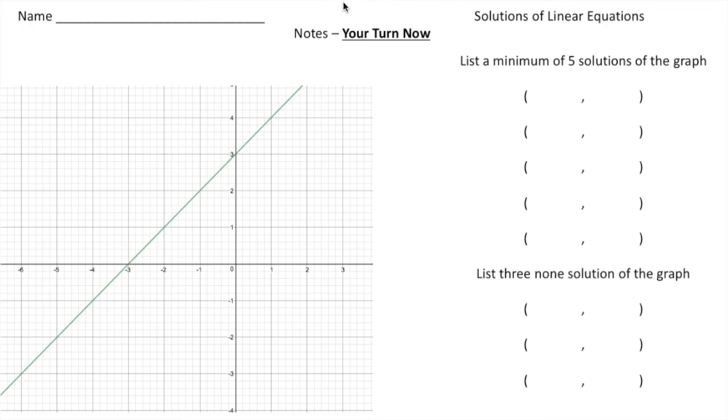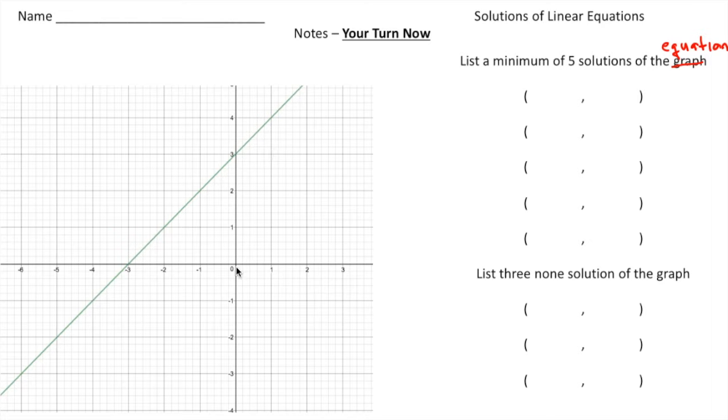All right, welcome back. Let's see how you did with these problems. For the first part, you had to list a minimum of 5 solutions of the equation. And actually, I had a little typo here. Would you please cross off the word graph and write equation? Now, the solutions of the equation are represented on the graph, so really, any single point that's on the graph is a solution.